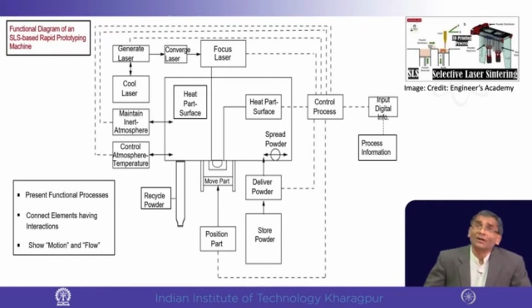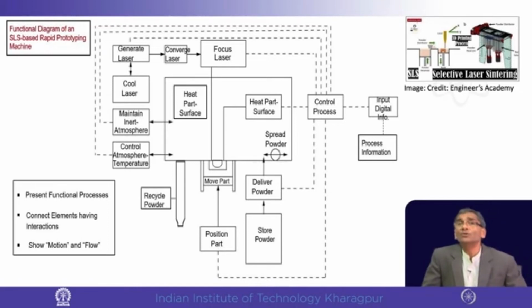Maintain is a verb: maintain inert atmosphere. Then control atmosphere temperature. Similarly, move part, deliver powder, store powder, etc. are there, and then it is controlled, which is again a verb and noun, control process.